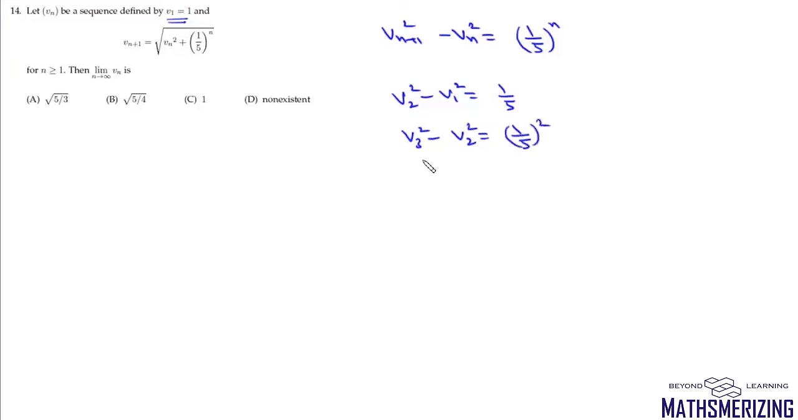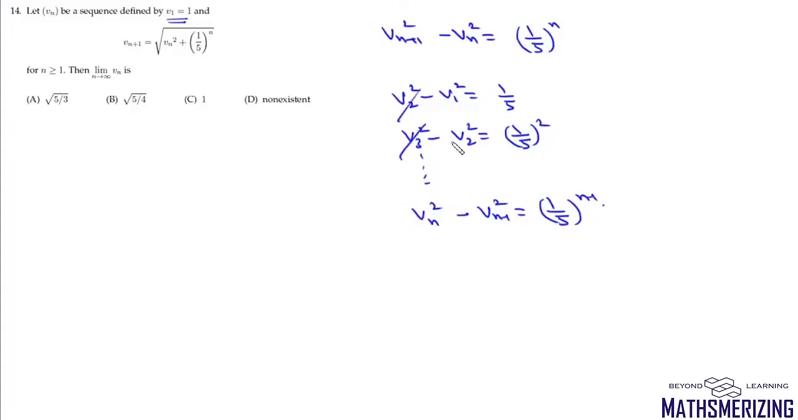Now we can write Vn+1 square minus Vn square as 1 upon 5 to the power n. Now we'll put n as 1, we'll get V2 square minus V1 square, it is 1 by 5. If we'll put n as 2, we'll get V3 square minus V2 square, it'll be 1 upon 5 square, and then we can write Vn square minus Vn-1 square, it'll be 1 upon 5 to the power n minus 1. Now we'll add them, all these terms they'll cancel.